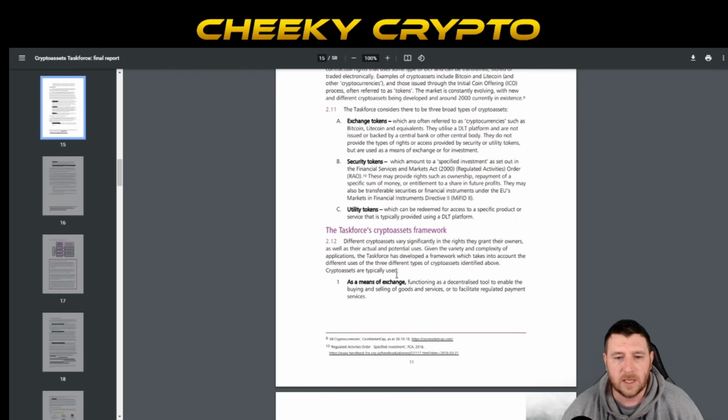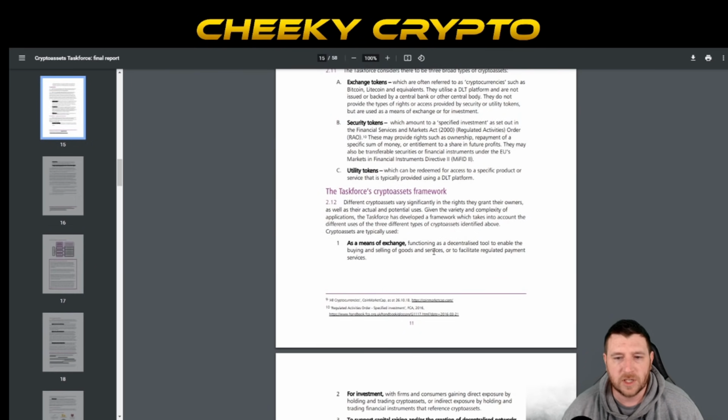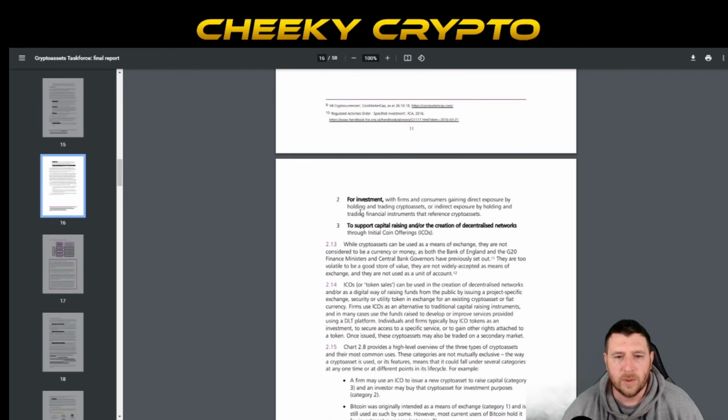Crypto assets are typically used as a means of exchange, functioning as a decentralized tool to enable the buying and selling of goods and services, or to facilitate regulated payment services. So that's one. Two, for investment, where firms and consumers gain direct exposure by holding and trading crypto assets, or indirect exposure by holding and trading financial instruments that reference crypto assets. Three, to support capital raising and/or the creation of a decentralized network through initial coin offerings, ICOs.